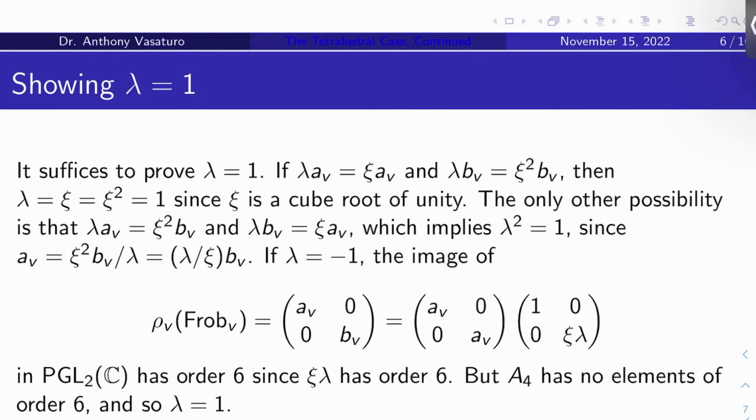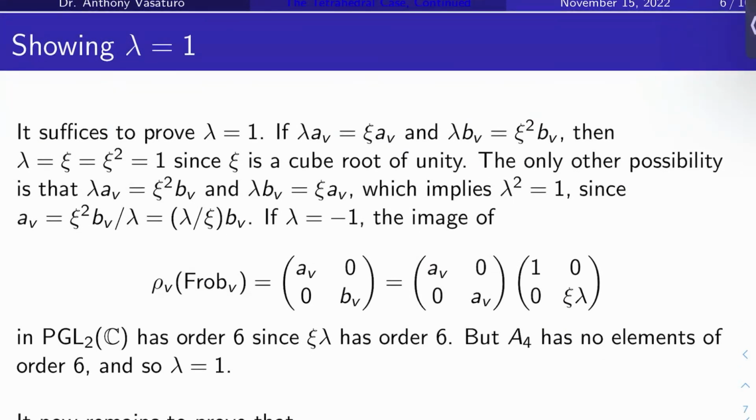Okay, so it suffices to prove lambda is 1. Great. In the first case that I just got done outlining, where lambda a_v is c a_v and lambda b_v is c squared b_v, I claim lambda is 1 immediately. That's because lambda is both c and c squared, matching up coefficients, right? But c is a cube root of unity. The only cube root of unity c that equals its square is 1. But both of those are lambda, so lambda is 1.